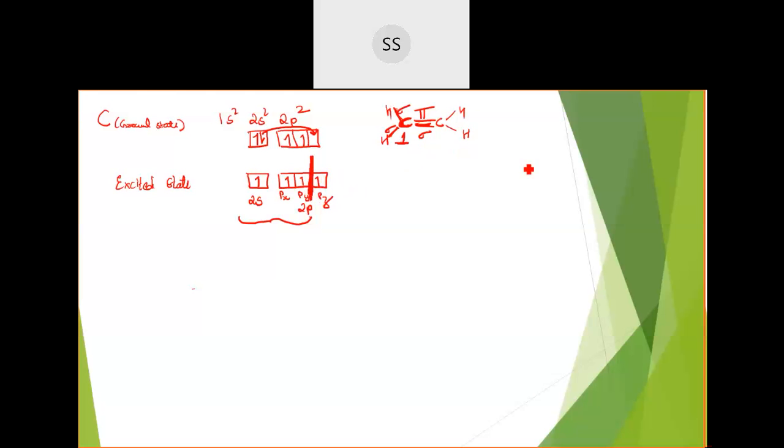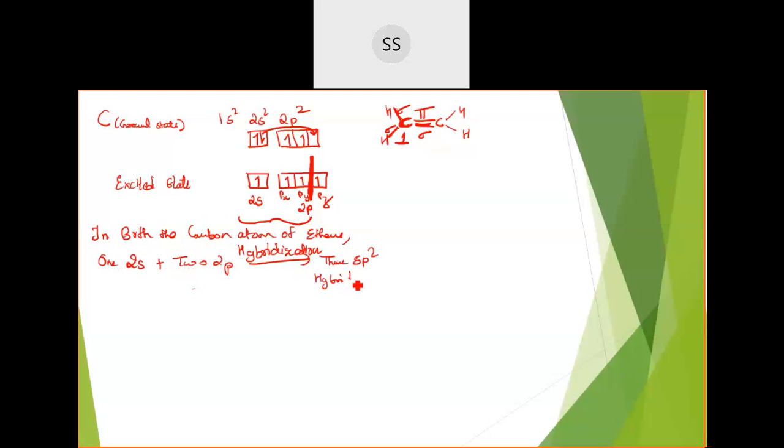Because ethene has 2 carbon atoms, this will happen in both, where one pz orbital you will keep vacant. So now, what are the things we need to write here? The next point I will write is about the mixing. In both carbon atoms of the ethene molecule, one 2s orbital and two 2p orbitals will undergo hybridization, and you will get 3 sp2 hybrid orbitals. One is not mixed, because we need it to form the pi bond.